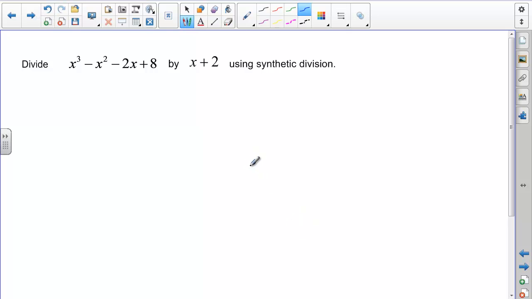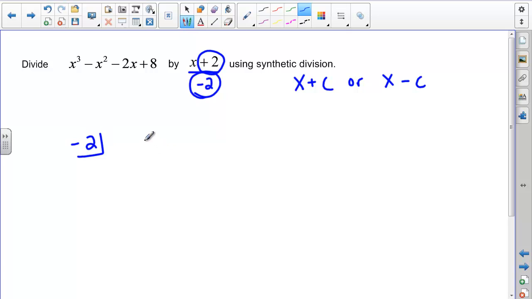Now, we can do the same thing through synthetic division if we're dividing by x plus a number or x minus a number. In this case, we're dividing by x plus 2, and so I can put negative 2, or the opposite of this, in the box. And so we put negative 2 in the box. We write down the coefficients. In this case, we're not missing any coefficients, but if we were, we would put down 0. Skip a line, draw a line, bring down the first term.